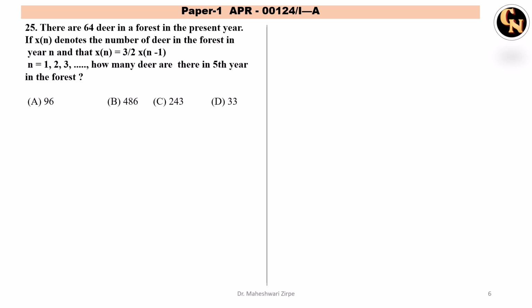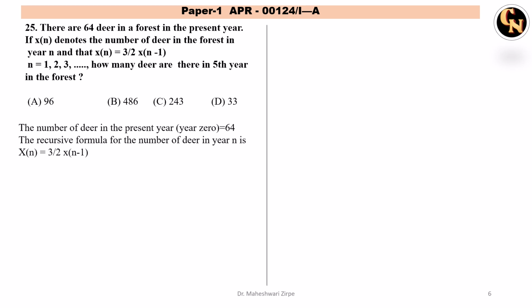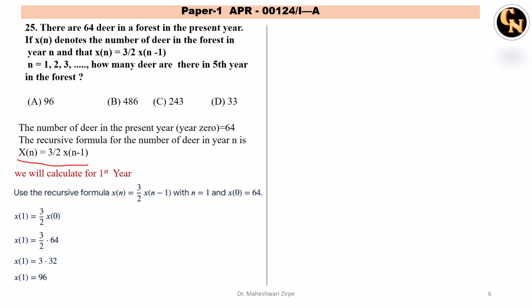Okay, so let us calculate. The simple thing is, let us consider the present year to be the 0th year. 64 deer are there and they have given us the formula: 3 by 2 x into bracket n minus 1. So for the nth number we have to calculate. Now step by step we'll calculate using this formula, for each year one by one. So for the first year let us calculate.